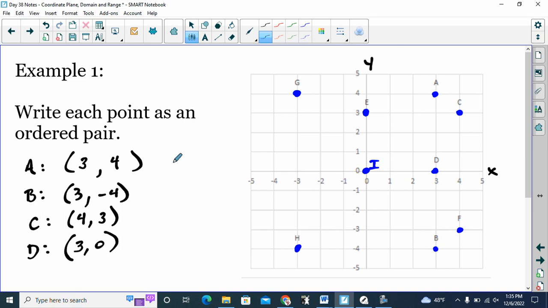But let's go ahead and talk about these. Point E is right here. Notice it's right on the y-axis. I didn't go left or right at all. It has an x value of 0. The y value is 3.